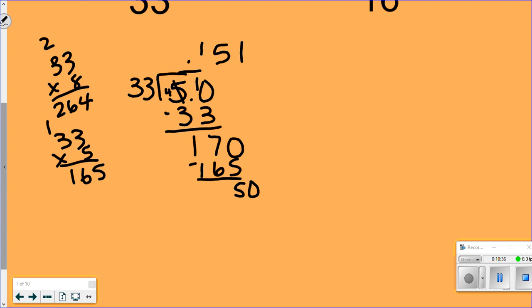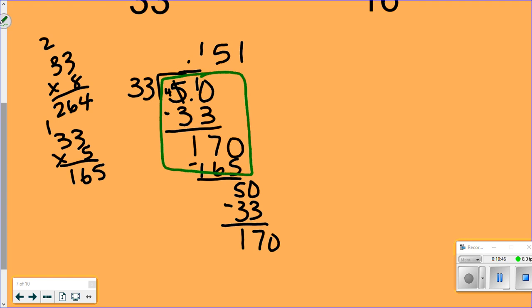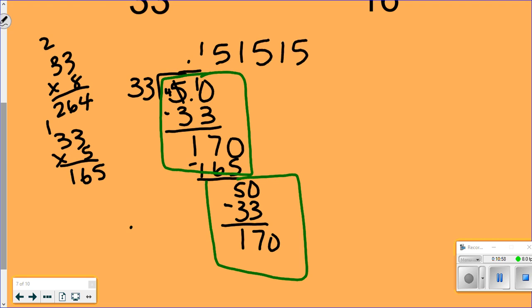Oh, I can see already what's going to keep happening. Notice how I'm starting to copy and paste my work. That means if I see a pattern where it's going to start copying and pasting, I'm going to have a repeating decimal. So this one is evidently going to go like this. To write that out, it would look just like this. That's how it would look.